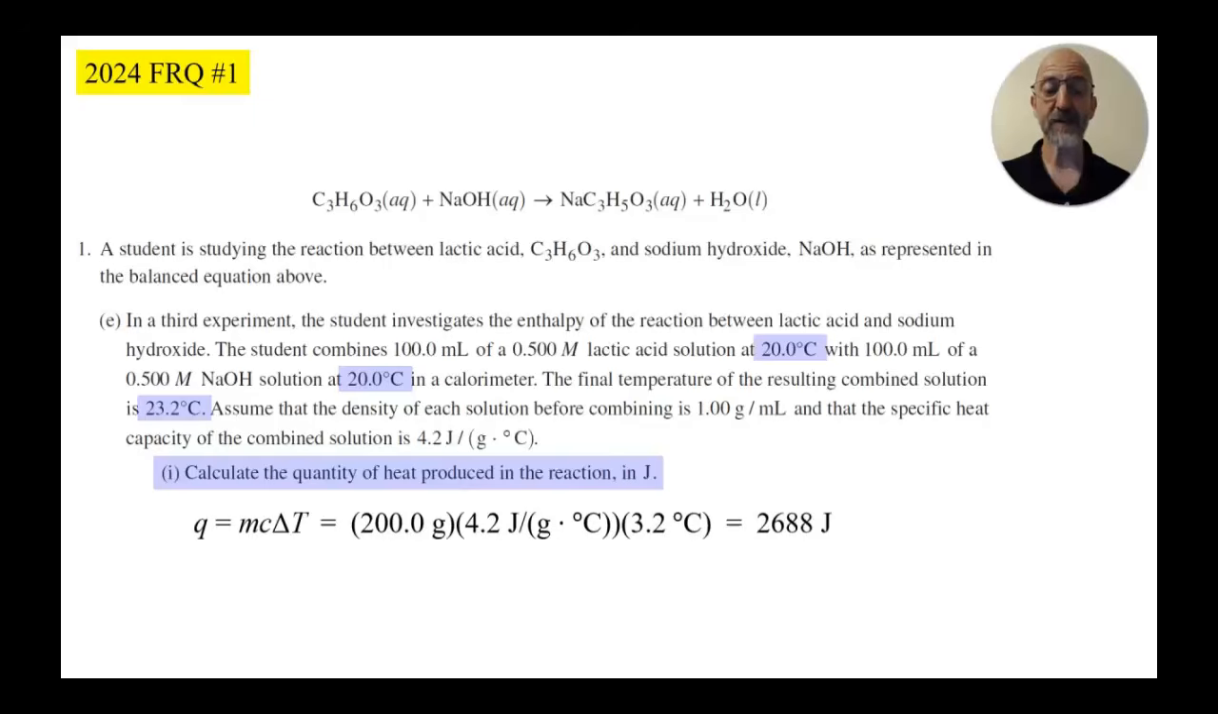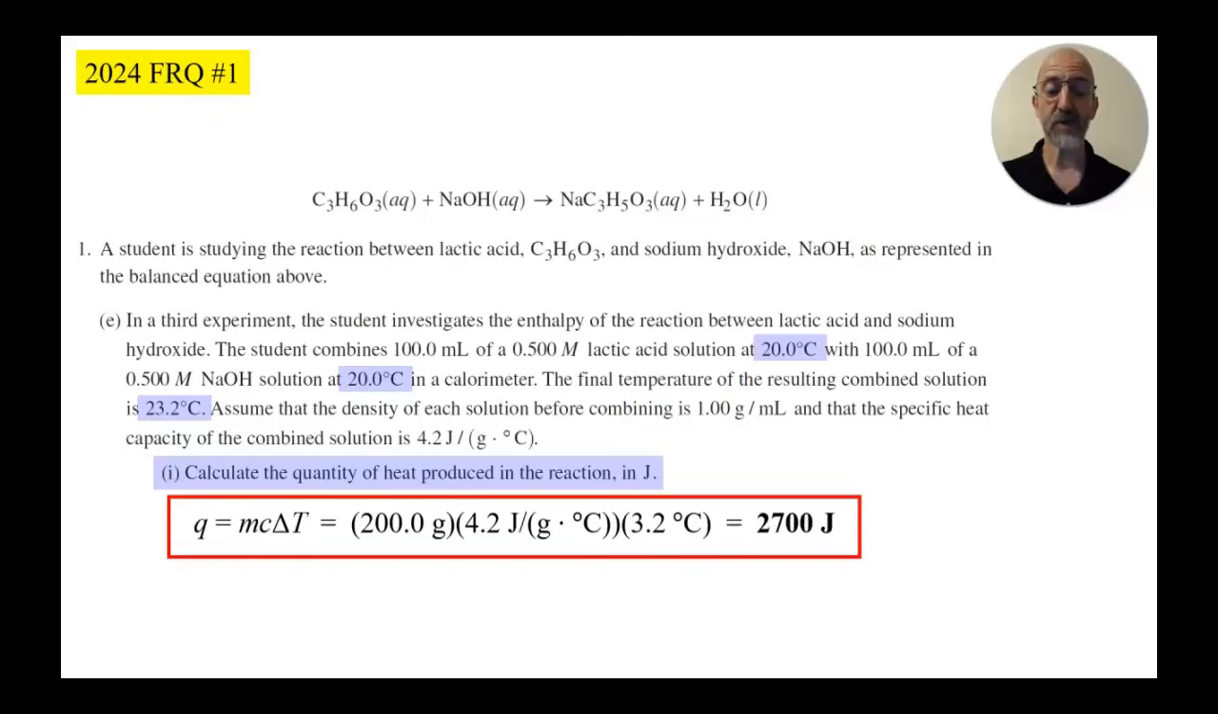So I got 2,688 on my calculator when I multiplied 200 times 4.2 times 3.2. So 2,688 actually has 4 significant figures. I think I'm limited by my delta T to 2 significant figures. So I'm going to go ahead and write that my q, my quantity of heat produced with 2 significant figures, would be 2,700 joules.